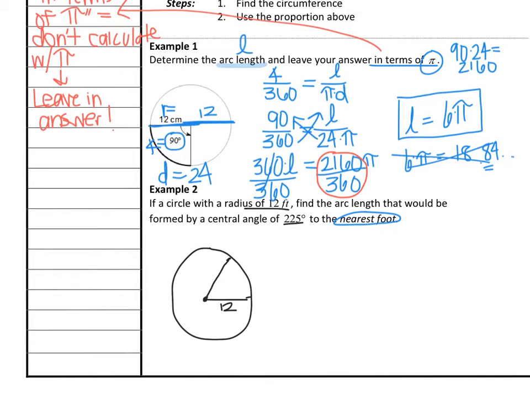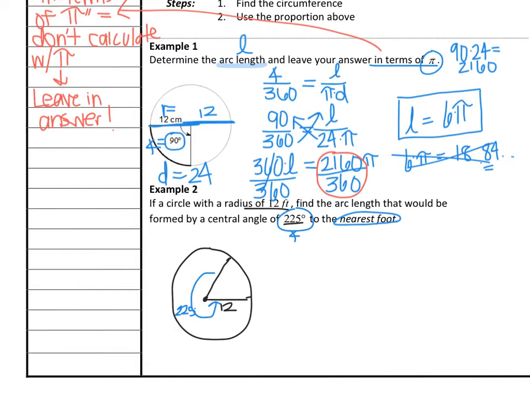But the actual, and again, this really doesn't matter. It's not going to be graded. But just so you know that 225 degrees is going to be more like this arc right here. So 225 degrees is going to be our angle. And then we have our radius labeled as 12, okay?